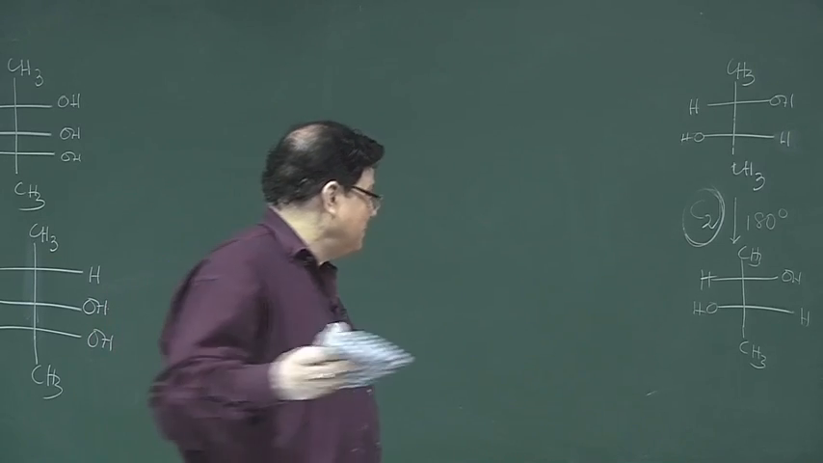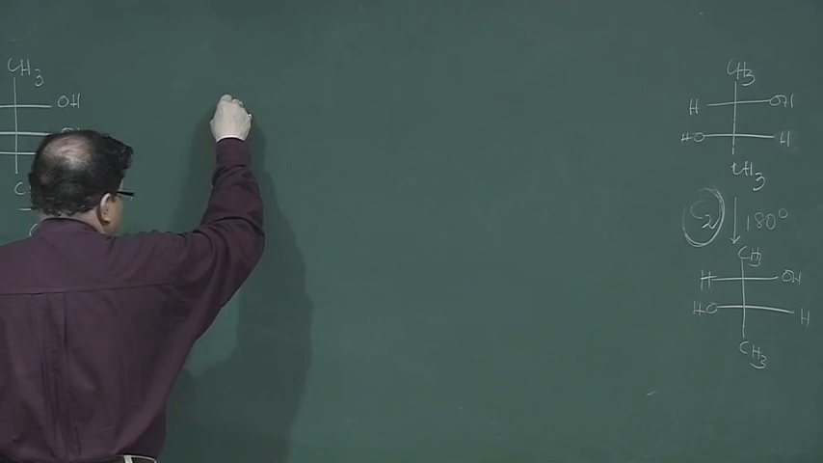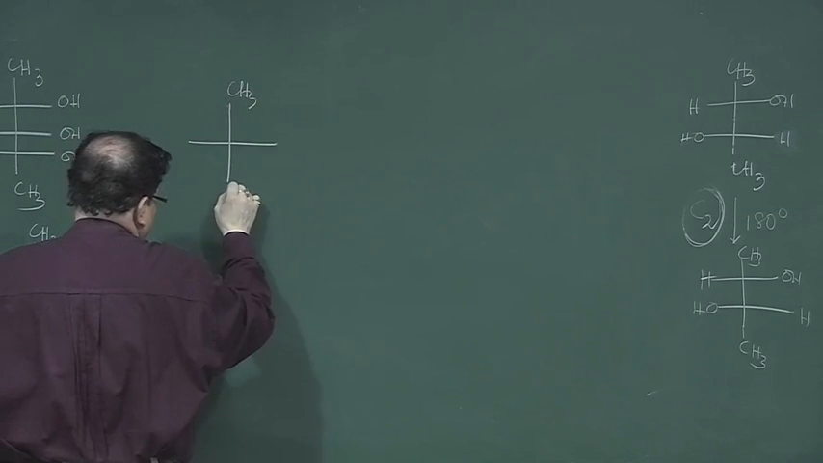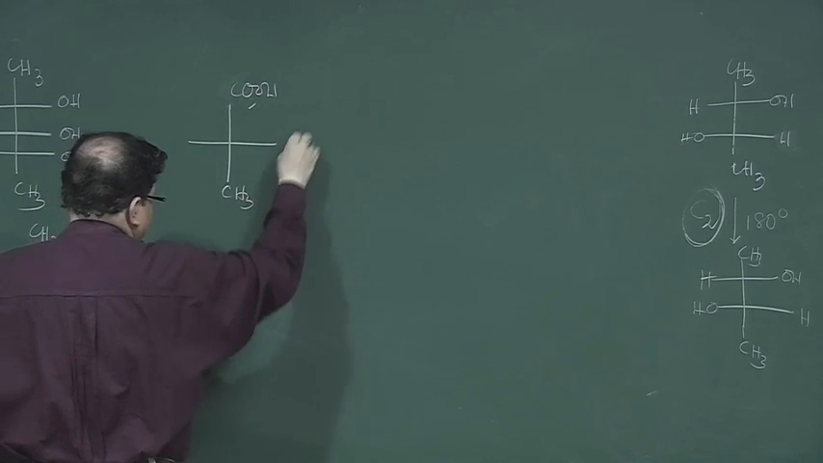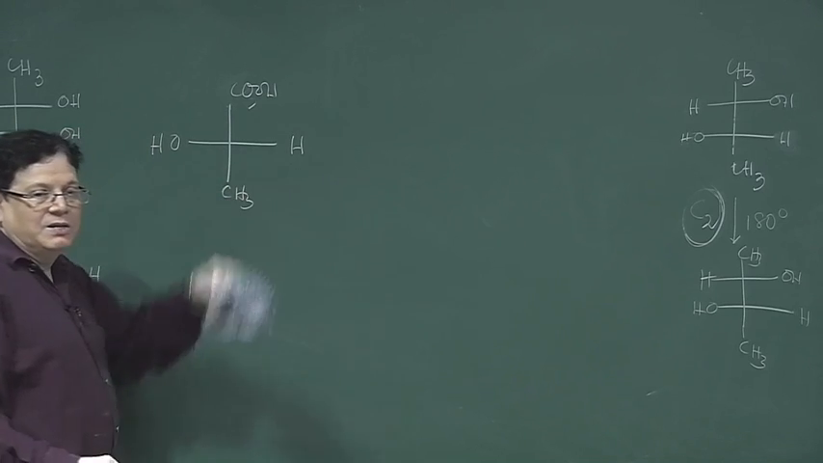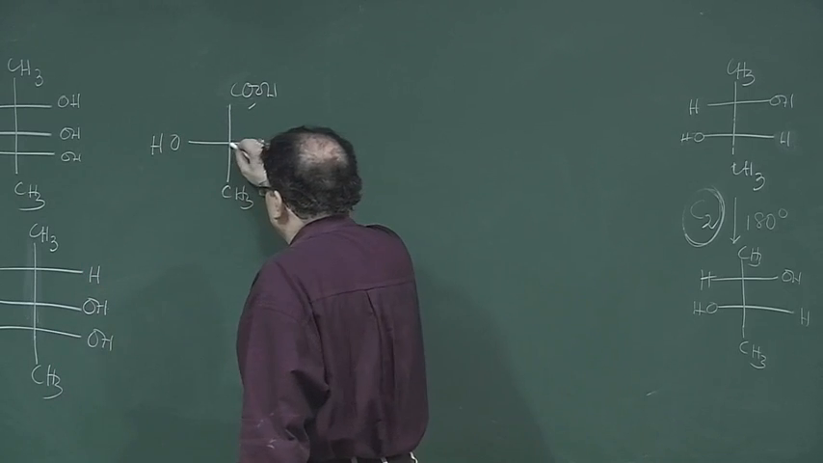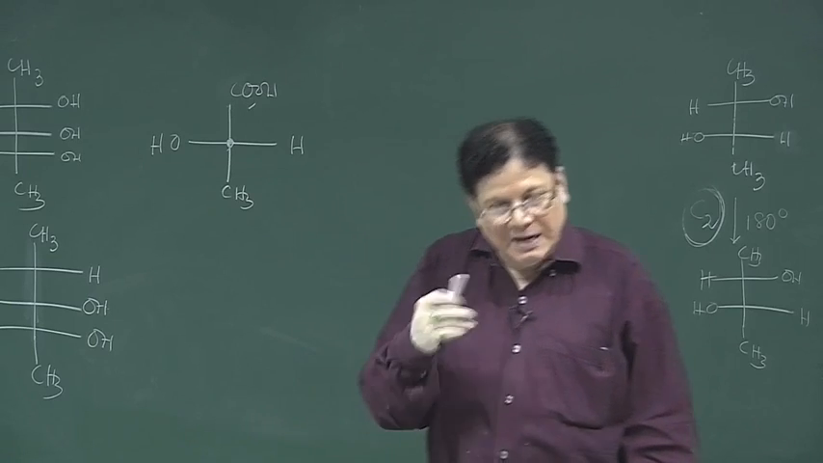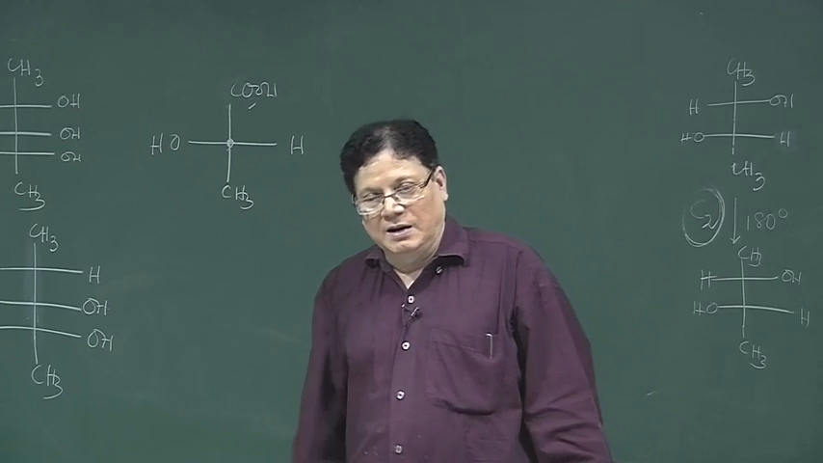Suppose this is lactic acid, not tartaric acid, with CO2H, CH3, OH and H. This is one particular form of lactic acid. Now, this carbon, earlier it used to be known as chiral center.